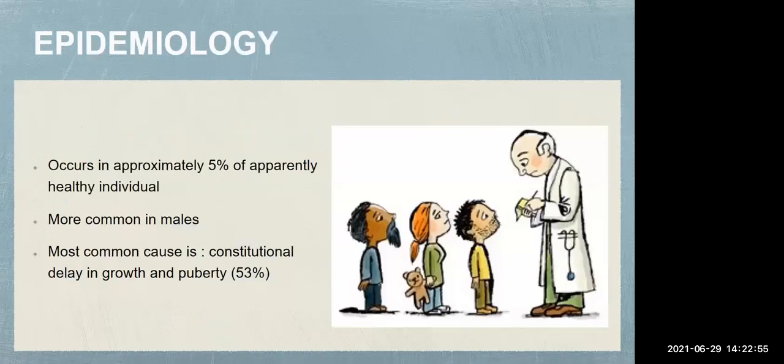So the epidemiology of delayed puberty: it occurs in approximately 5% of apparently healthy individuals, and it is more common in males compared to females. And the most common cause of delayed puberty is constitutional delay in growth and puberty, CDGP, which is about 53% of all the causes of delayed puberty.